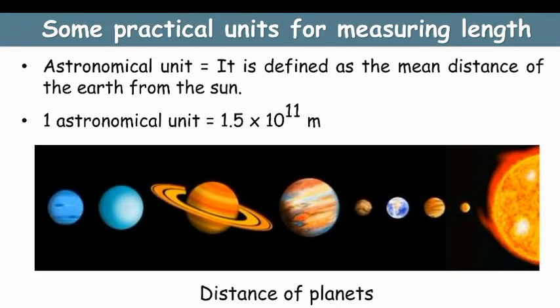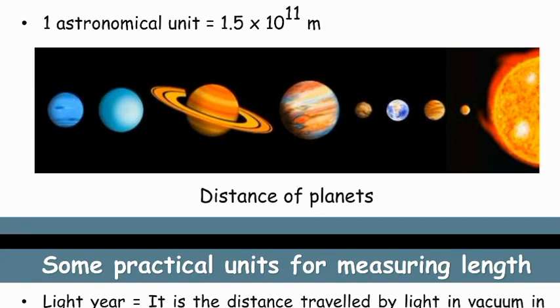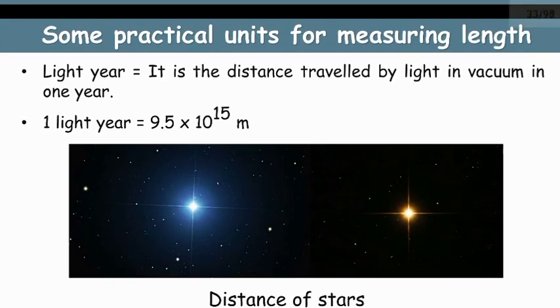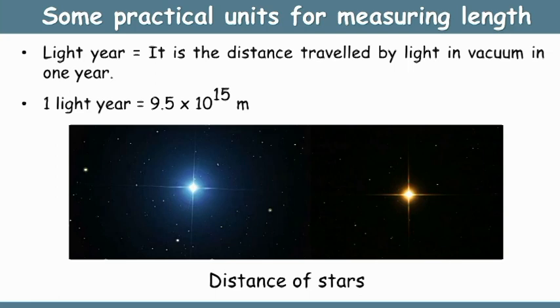Again, 1 astronomical unit. What exactly is 1 astronomical unit? It is defined as the mean distance of the earth from the sun. So generally the distance between the earth and sun is measured in astronomical units. Astronomical unit is a unit for measurement of length. 1 astronomical unit is 1.5 × 10^11 meters. Generally this is used to measure the distance between planets.